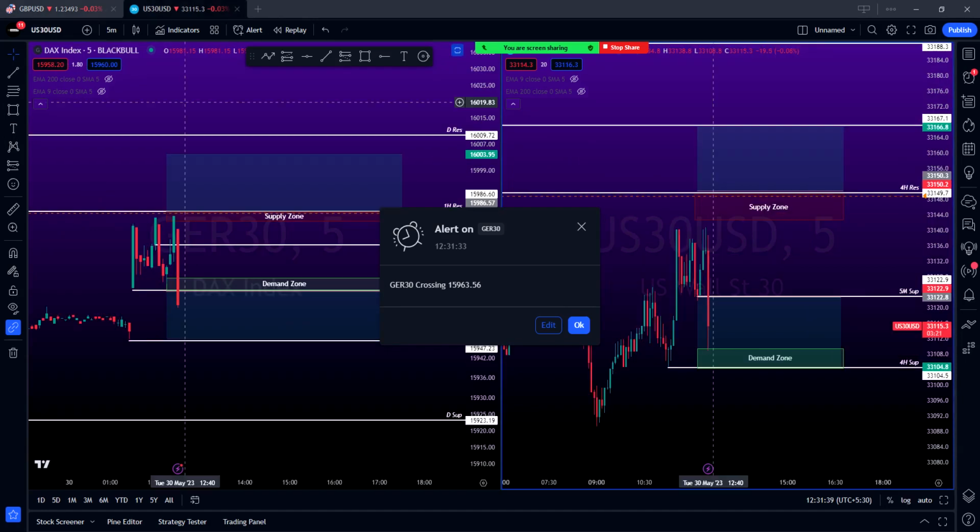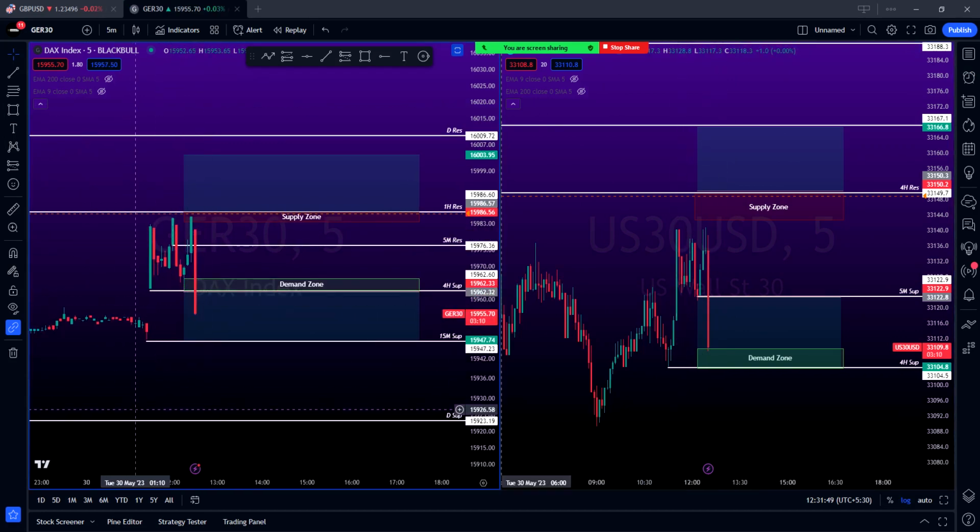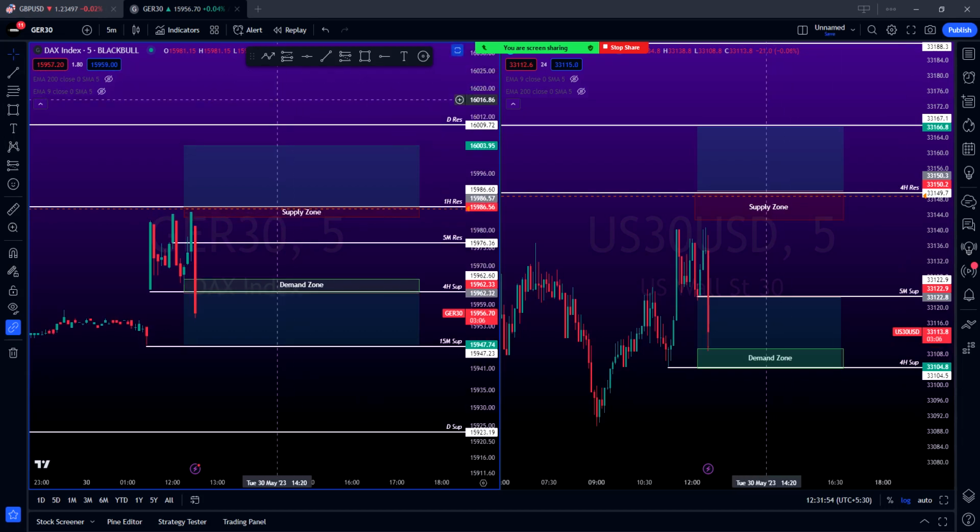Okay, German 30 is trying, and I'm banking on this, guys. Okay? I saw the rejection. I saw this candle. Look at this candle, and I'm running, guys. Okay? I'm in on German 30, guys.